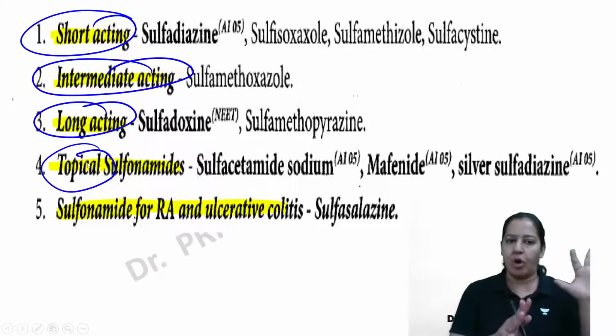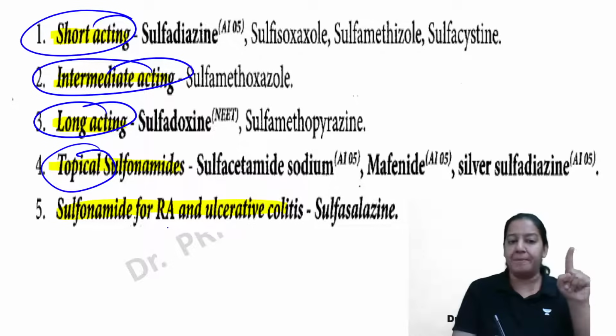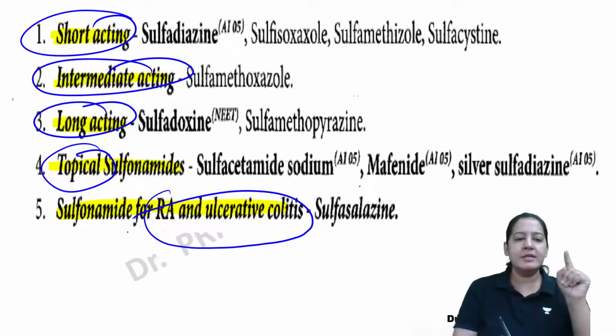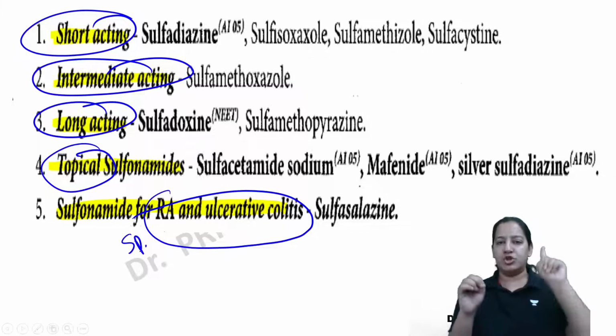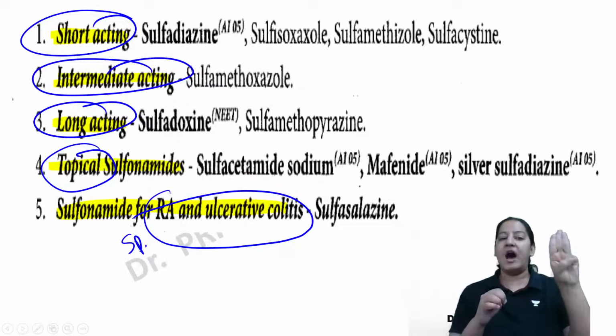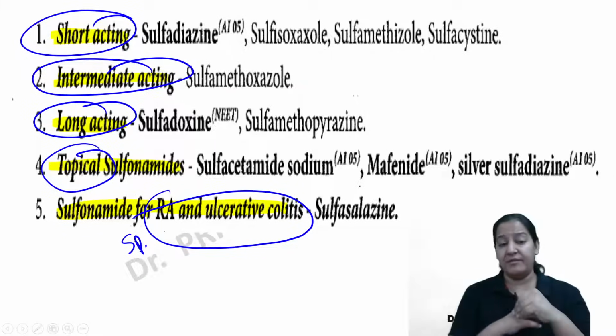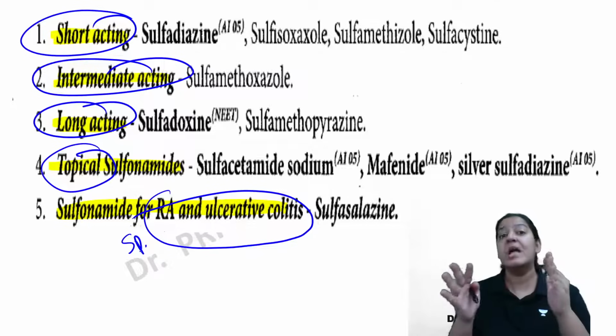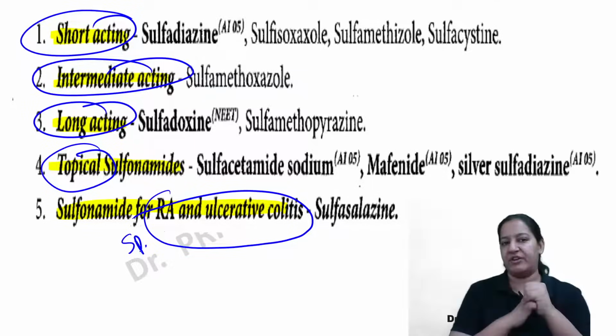Topical, not the systemic one, topical one. And last are special, the special one for rheumatoid arthritis and ulcerative colitis. This category is known as special category. So short, intermediate, long acting, after that topical one, and after that special. It's very difficult classification, I'm warning you. But still, I will try to simplify and show you the MCQs which come in the PYQs from this classification.